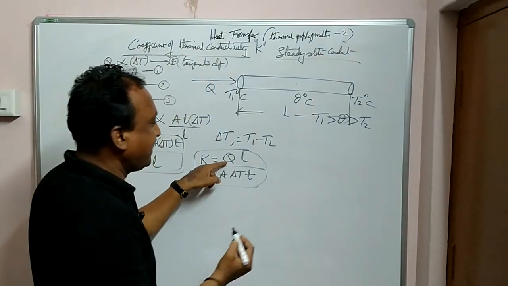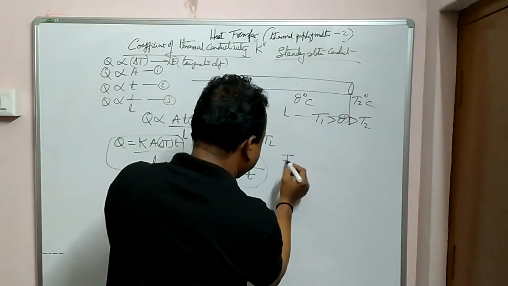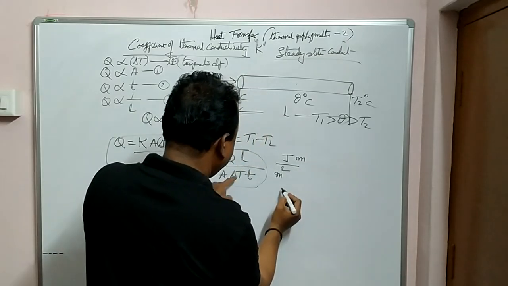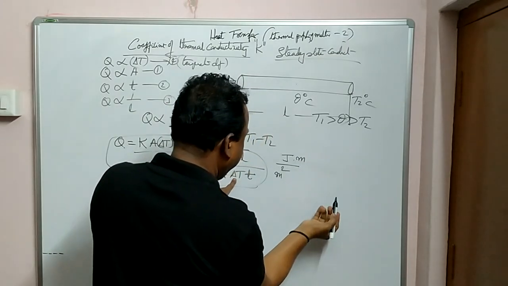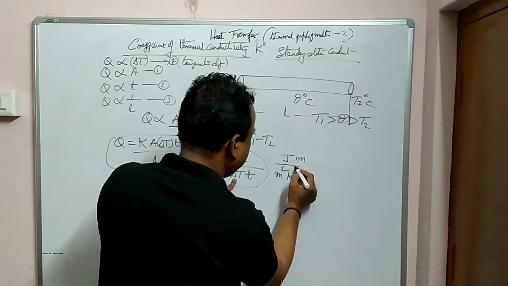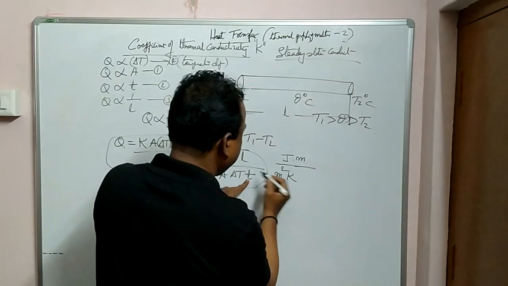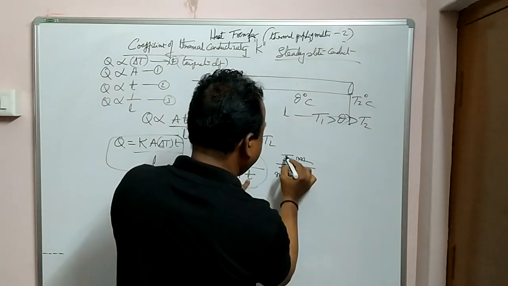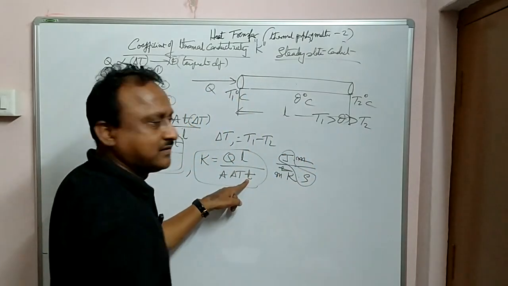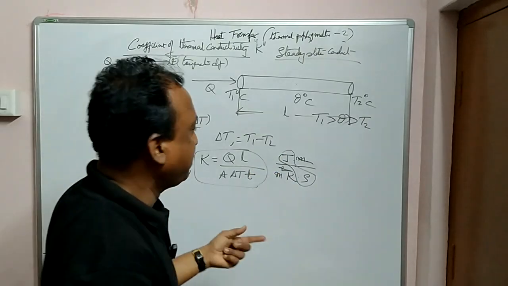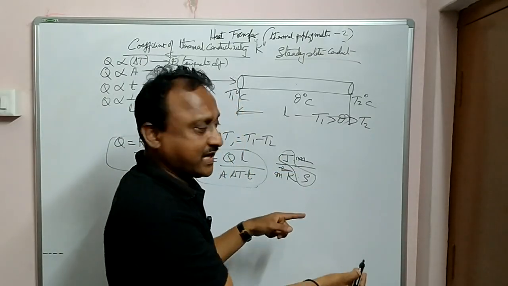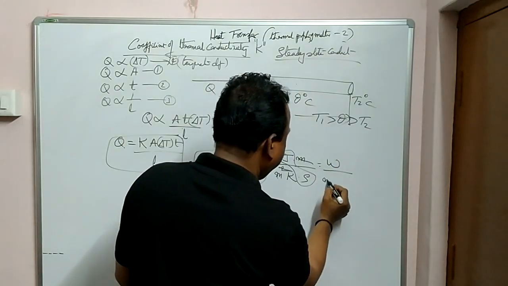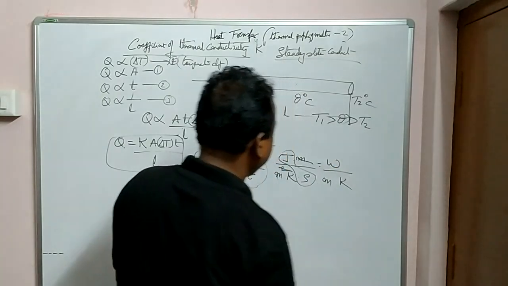So Q, heat, what is the SI unit? Joules. Length, meter. Area, meter square. Temperature, you can write Kelvin or also theta. Units, so write Kelvin. Time, seconds. What is joule per second? Joule per second is nothing but power, the unit is watts, the rate of doing work. So watt per meter Kelvin.